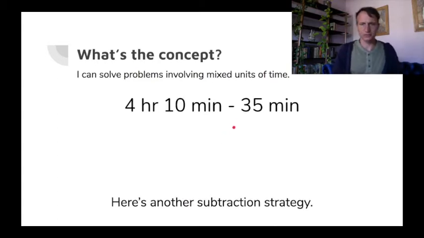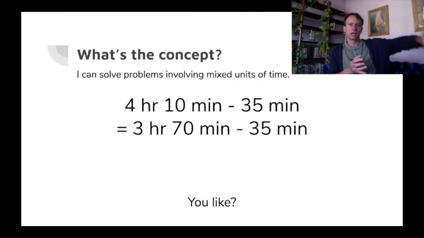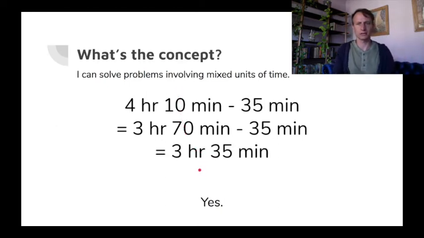Now, how about this one? This is a totally different strategy. All right, so on this one, I'm going to do as we've done before with other things. The 4 hours, 10 minutes, because we're subtracting here, I'm going to leave 3 hours alone. And that 4th hour, I'm going to call 60 minutes, with the 10 minutes already present, is 70 minutes. And now I can go ahead and just subtract 70 minus 35. And you might, and possibly should, know that 35 doubled is 70. So it's going to be 3 hours, 35 minutes. All right, that's another good strategy.